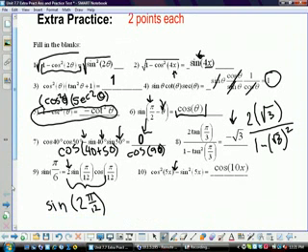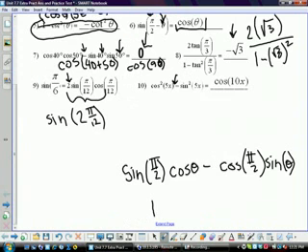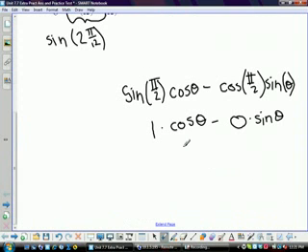How do you know what theta is? You don't. Theta is a variable. So we say, what's sine of pi over 2? Well, that's 1 times cosine of theta minus cosine of pi over 2 is 0 times sine of theta. So my answer is just cosine of theta.